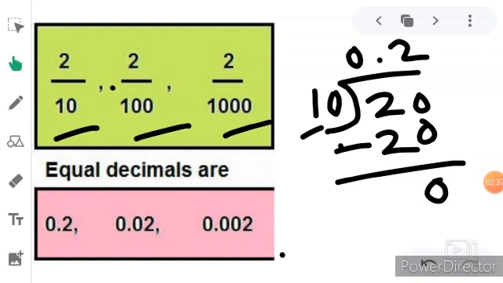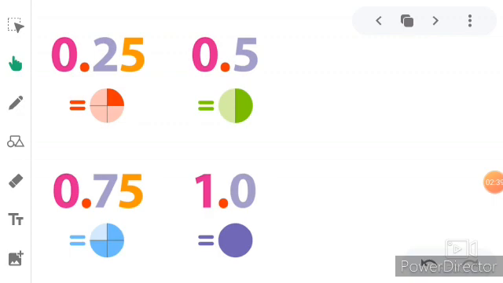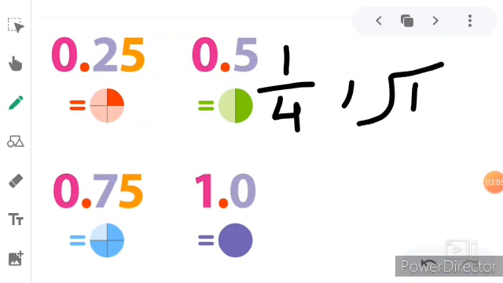Now the next. Students, we have also learned how we can define quarter, half, 3/4 and full in fractions. Now here we are going to learn about quarter, half, 3/4 and full in decimal form. So what is meant by 1/4 or quarter? Quarter means 1 upon 4. Now let's divide 1 by 4. So how can we divide?